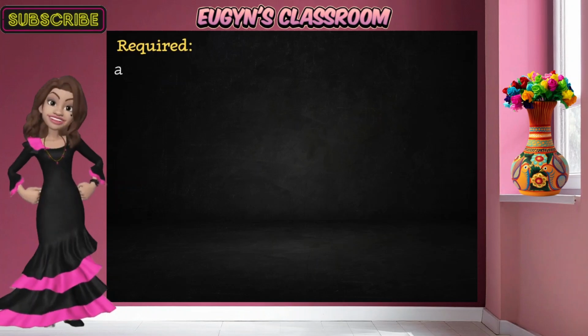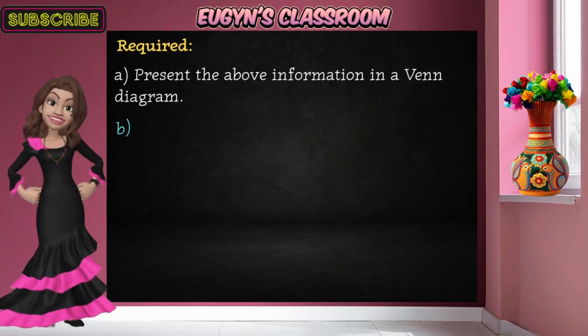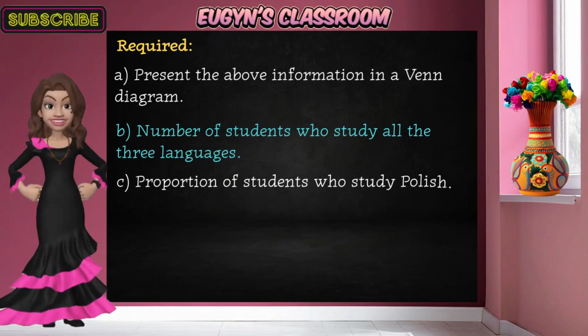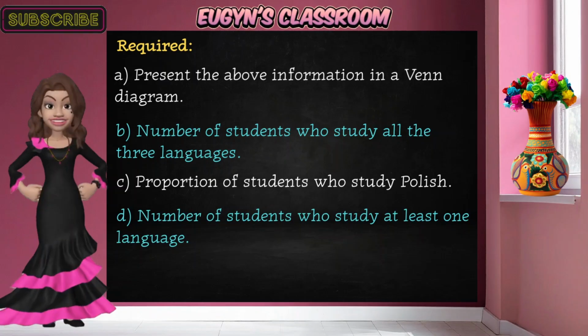Required: A. Present the above information in a Venn diagram. B. Number of students who study all the 3 languages. C. Proportion of students who study Polish. D. Number of students who study at least 1 language.